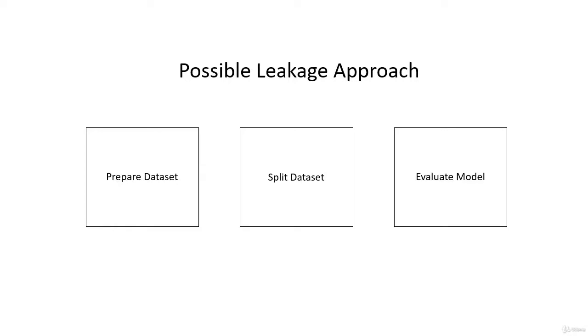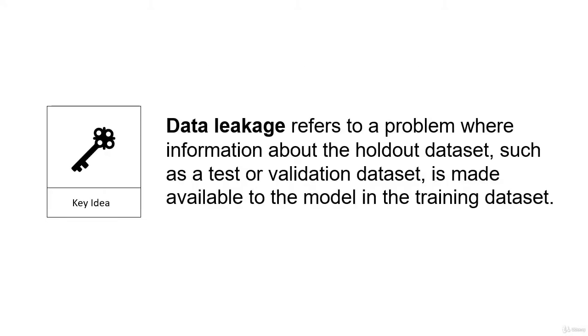The problem with applying data preparation techniques before splitting the data for model evaluation is that it can lead to data leakage, and in turn, will likely result in an incorrect estimate of the model's performance on the problem. Data leakage refers to the problem where information about the holdout dataset, such as the test or validation dataset, is made available to the model in the training dataset. This leakage is often small and subtle, but it can have a marked effect on the performance of the model.